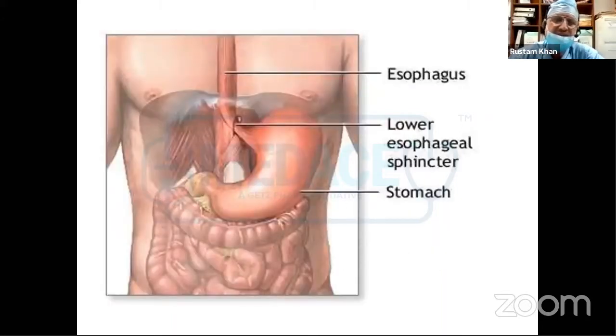In this picture you can see the normal anatomy. Here you see the esophagus connected to the stomach, and part of the esophagus is intra-abdominal. And here you can also see the location of the lower esophageal sphincter.